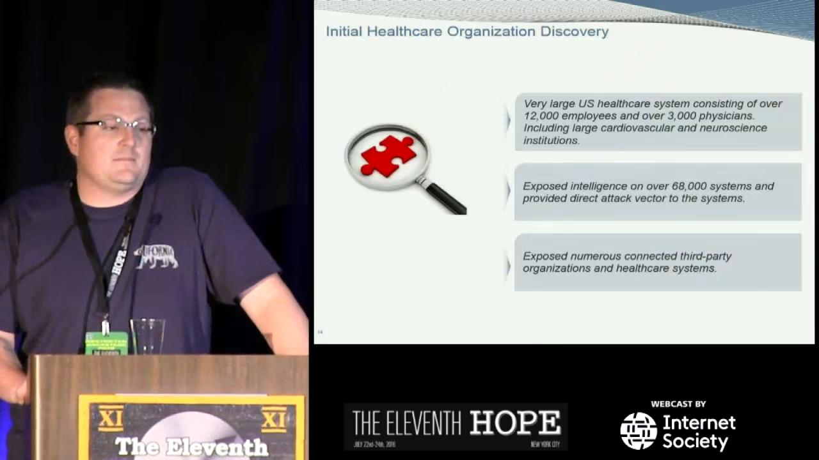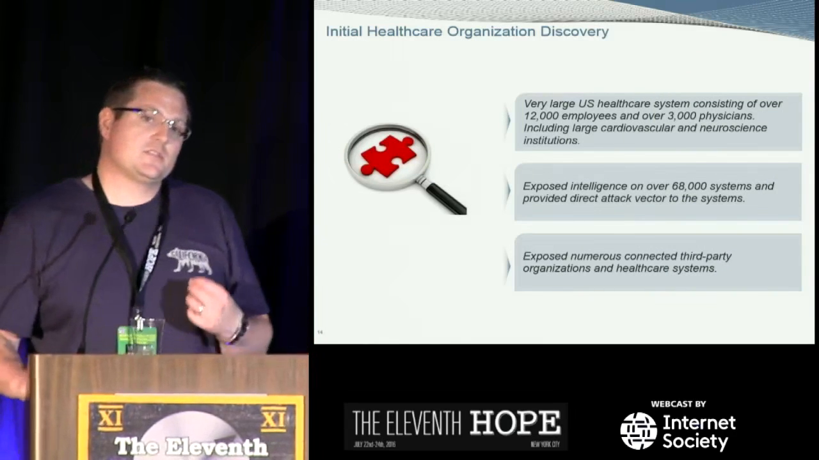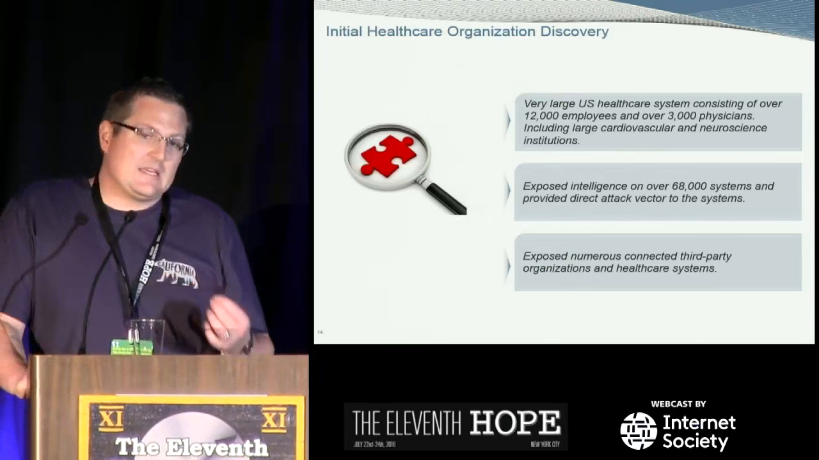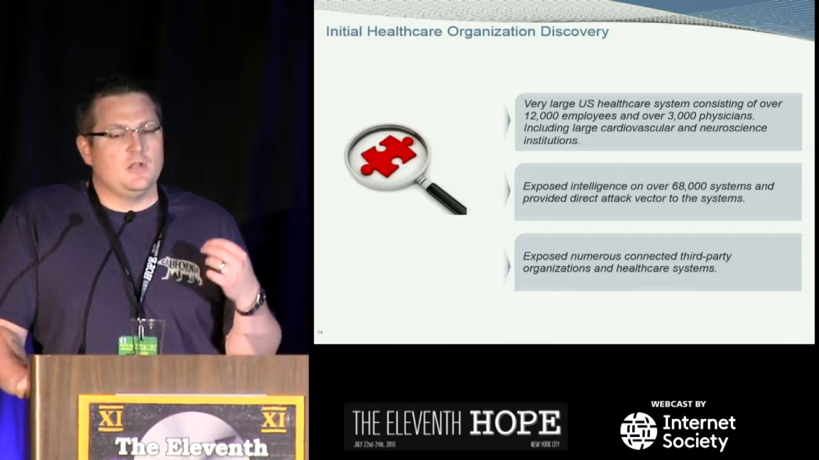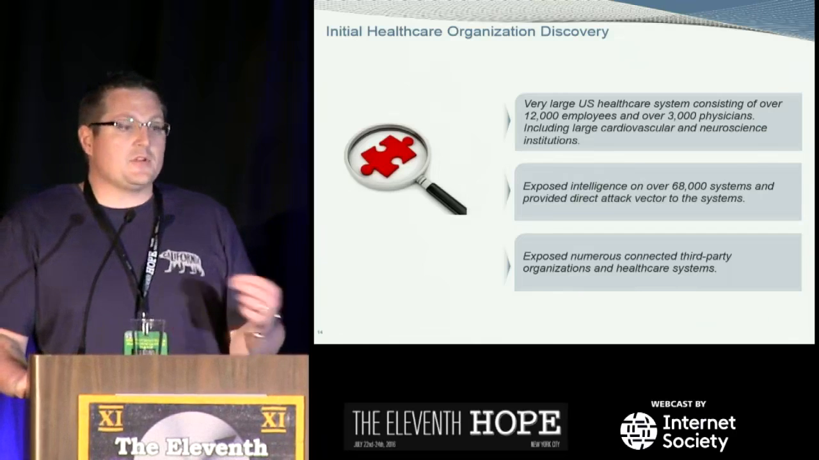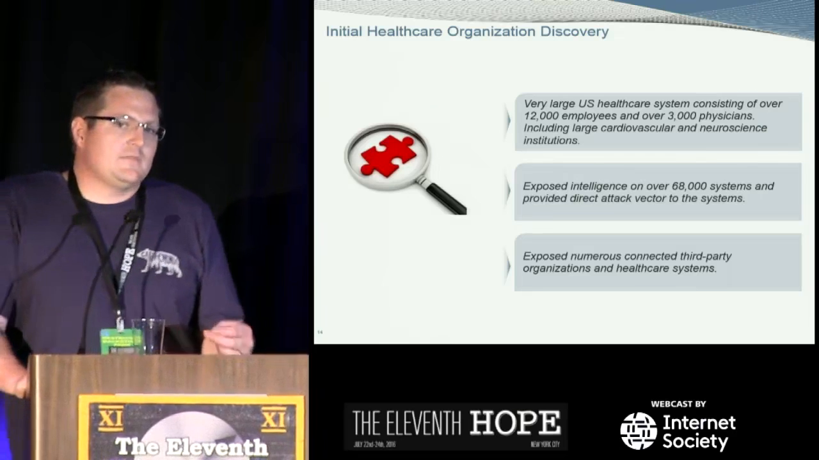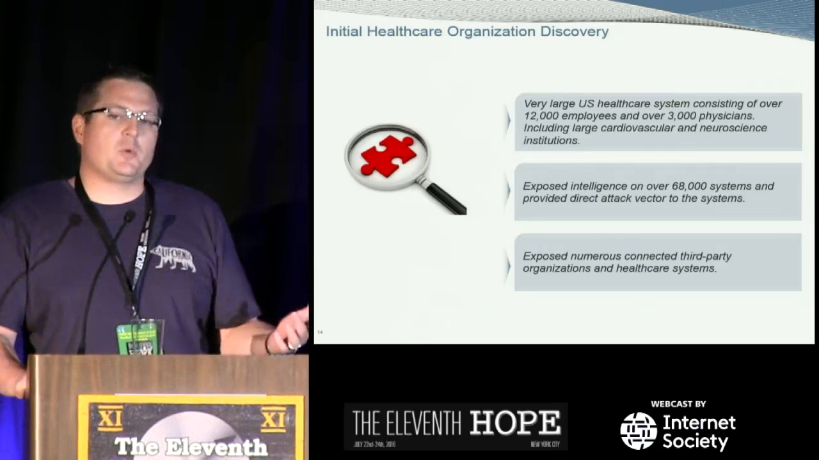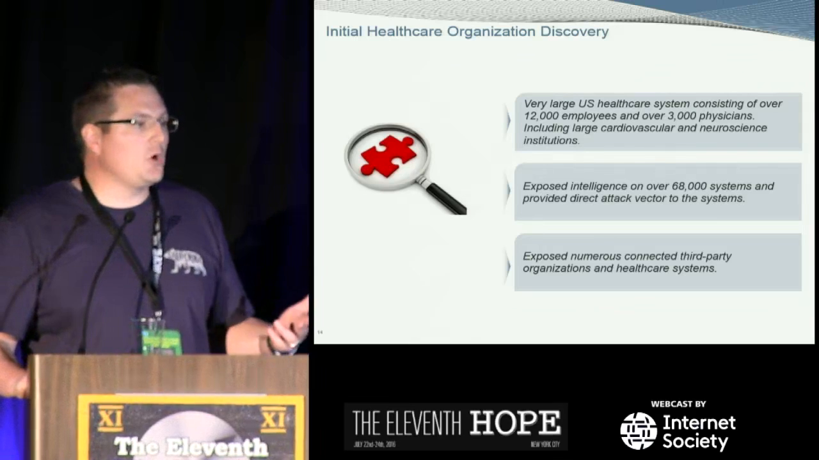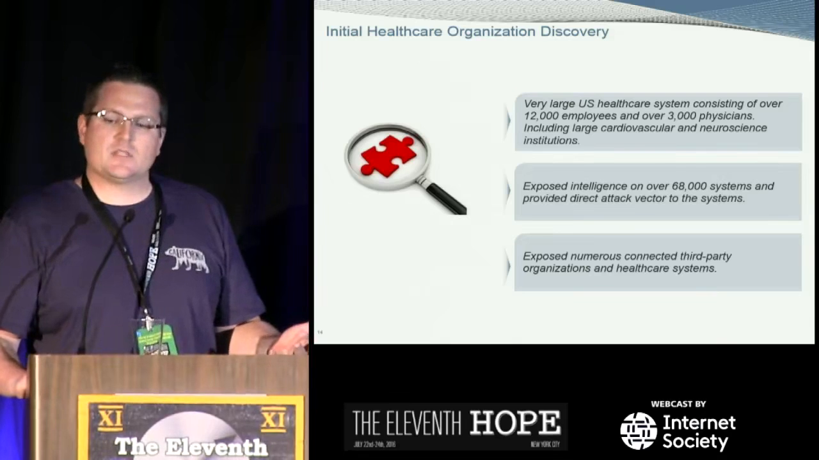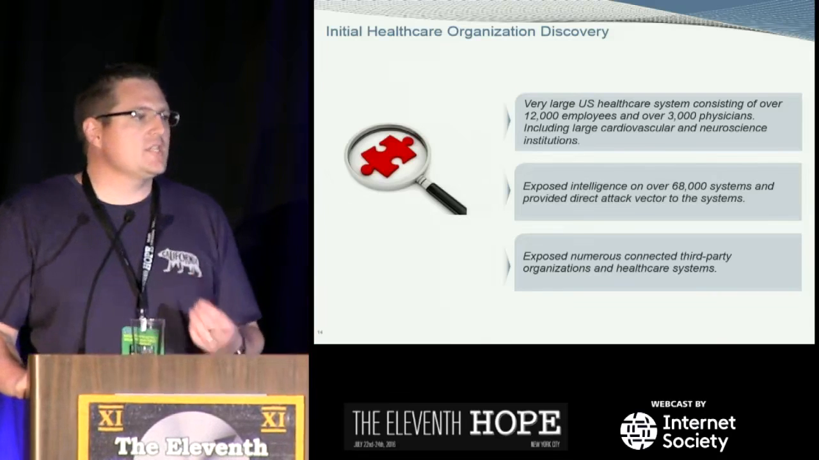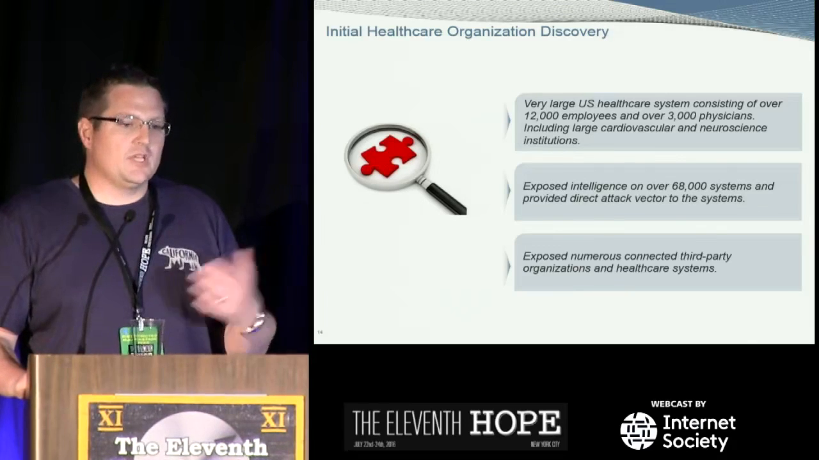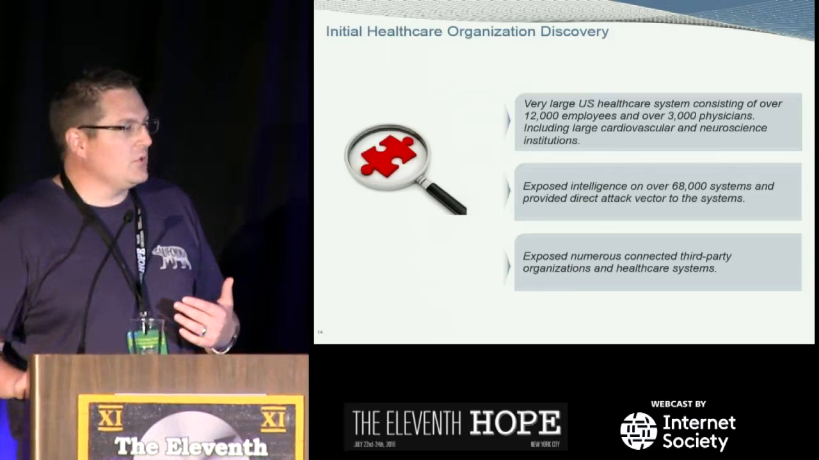The first organization that popped up on this anesthesia search was very large. It was in the US, with over 12,000 employees. It leaked intelligence and provided a direct attack vector, which we'll talk about, to over 68,000 of their internal systems and third parties. Hospitals often make connections, one, for support of medical devices, but two, for third parties doing radiology reading, for example, or lab testing. There were very well-known organization names that do those services inside this data set, which indicated they were also connected and had open access between those networks and systems.